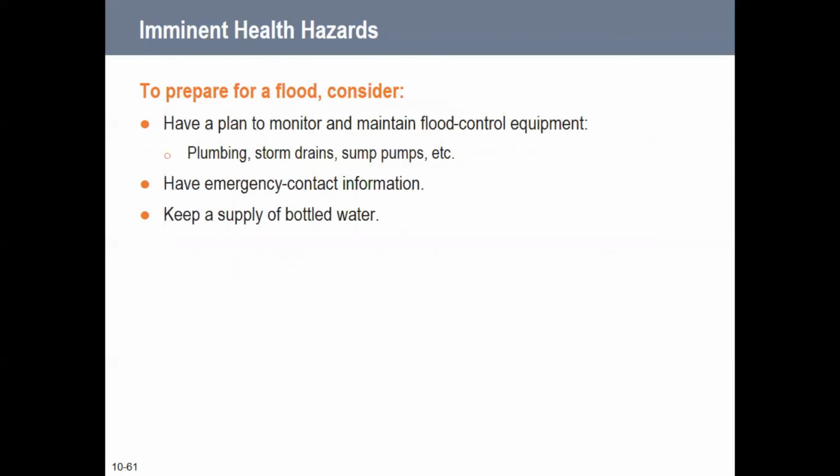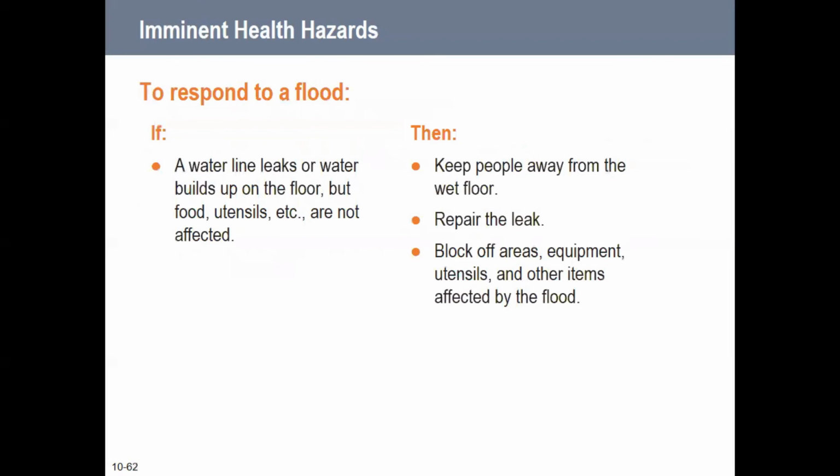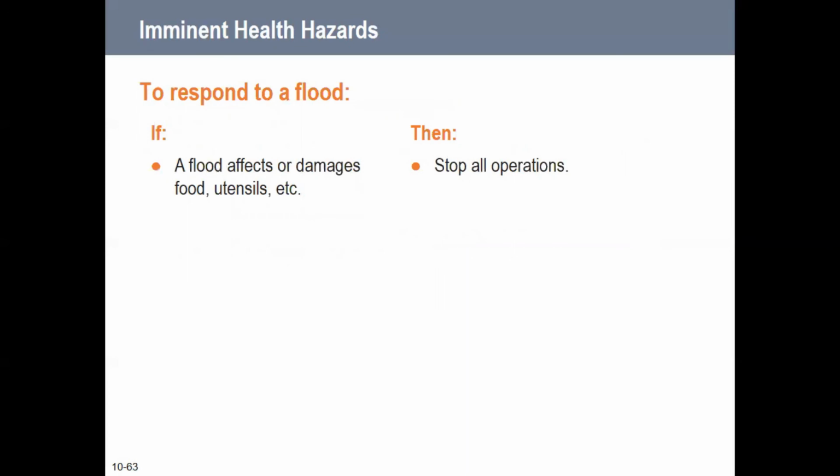If you have a flood, make sure we have a plan for flood control: equipment, plumbing, storm drains, sump pumps, emergency contact information. Keeping a supply of bottled water is always a good idea. When we talk about flood, if there's a water line leak that builds on the floor, keep people away from it, repair the leak, and block off the areas. If a flood affects or damages food or utensils, we have to stop operations, unfortunately.